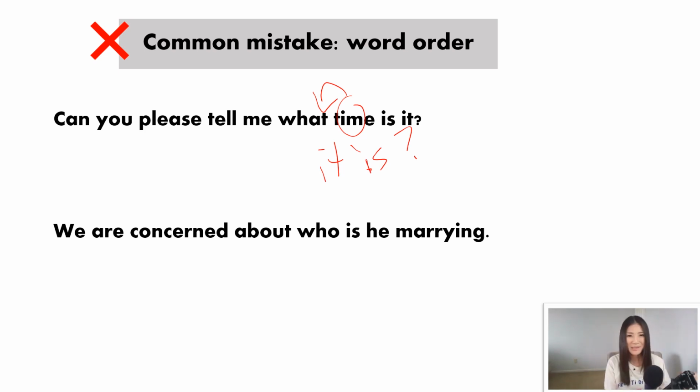Sorry about my writing. So we're going to switch the subject and verb because that is a noun clause. The second one: we are concerned about who is he marrying. So we're concerned about who he is marrying. So the subject will come before. So it's WH word, subject he, and then is marrying the verb.